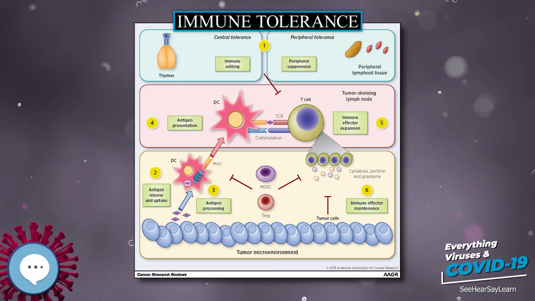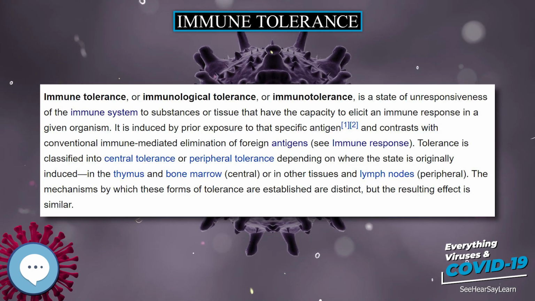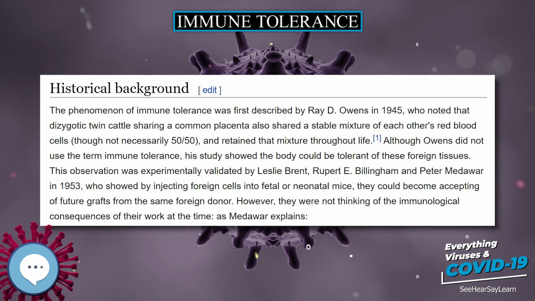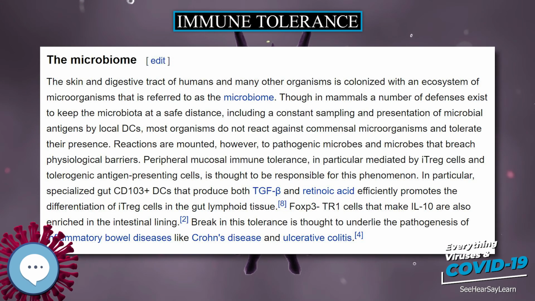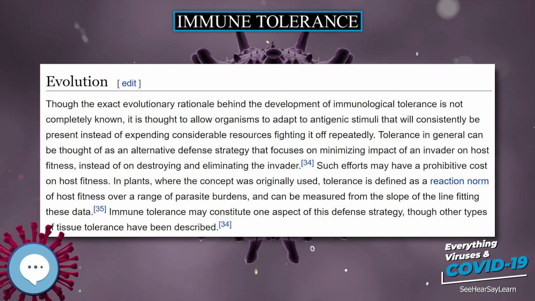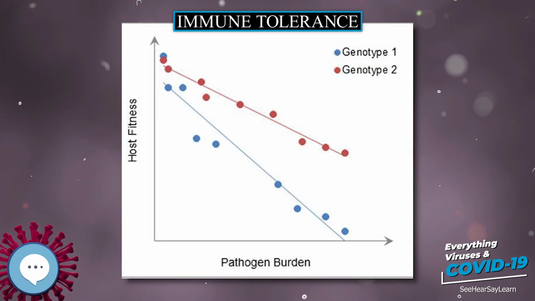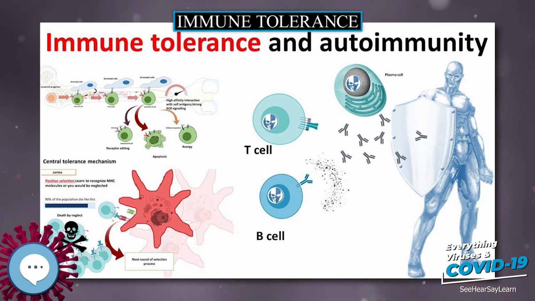In plants, where the concept was originally used, tolerance is defined as a reaction norm of host fitness over a range of parasite burdens, and can be measured from the slope of the line fitting these data. Immune tolerance may constitute one aspect of this defense strategy, though other types of tissue tolerance have been described. The advantages of immune tolerance in particular may be seen in experiments with mice infected with malaria, in which more tolerant mice have higher fitness at greater pathogen burdens. In addition, development of immune tolerance would have allowed organisms to reap the benefits of having a robust commensal microbiome, such as increased nutrient absorption and decreased colonization by pathogenic bacteria.